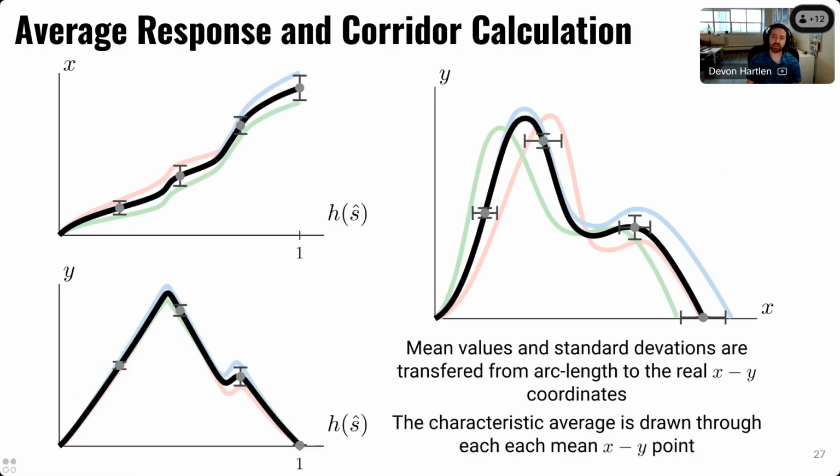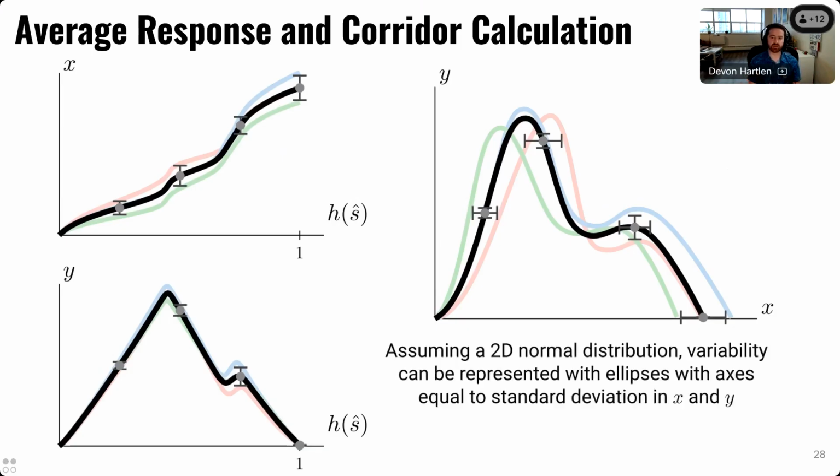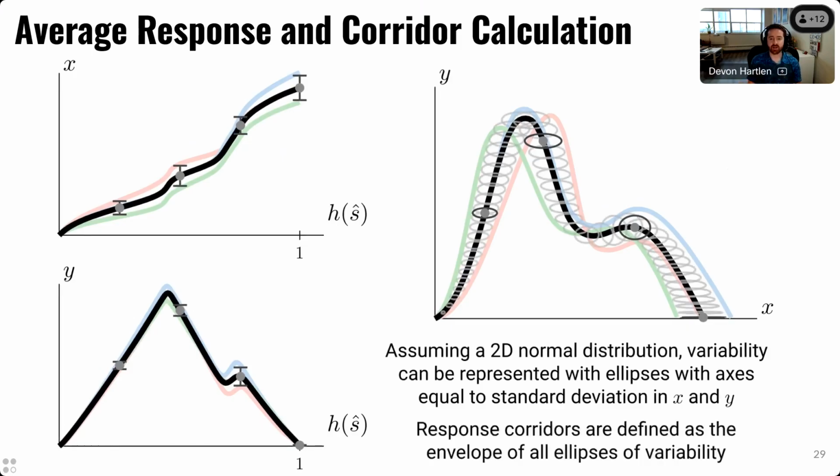The corridors are a little bit trickier. As you can see on this slide, we have two-dimensional error bars showing variability in the Y and the X axes. Now, to represent this continuously, we're going to treat those error bars as 2D normal distributions, which are actually represented as ellipses in the X and Y axes. It's also important to realize that we have potentially hundreds of these ellipses along that average response. So we define the corridors as the envelope of all ellipses of variability. And we can draw that envelope numerically.